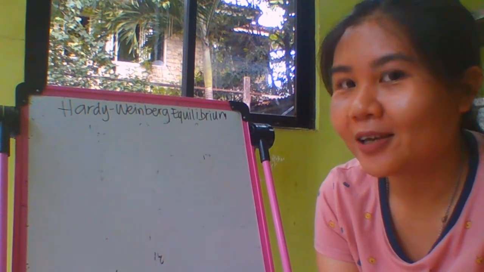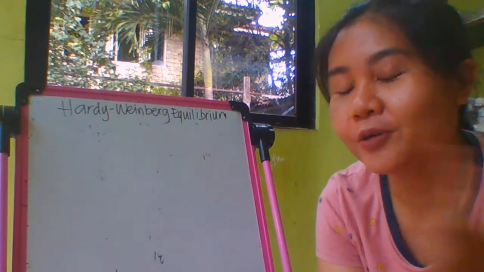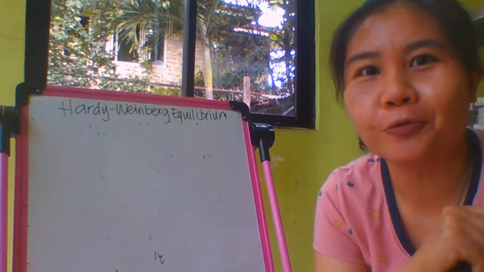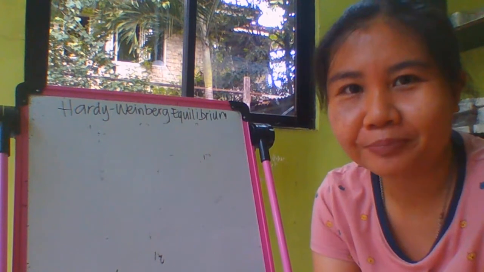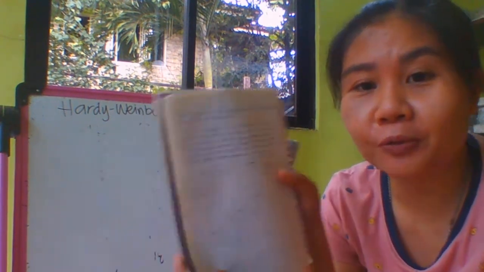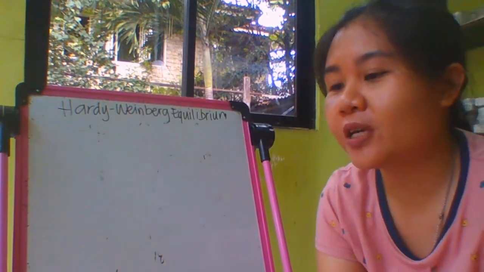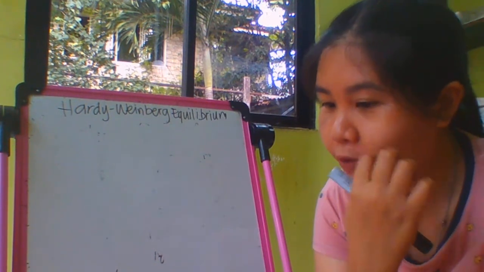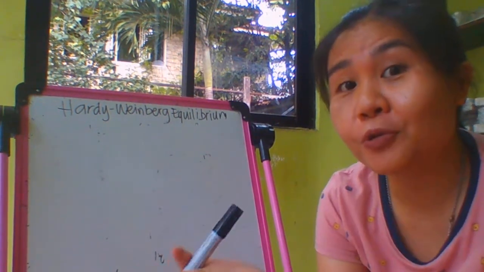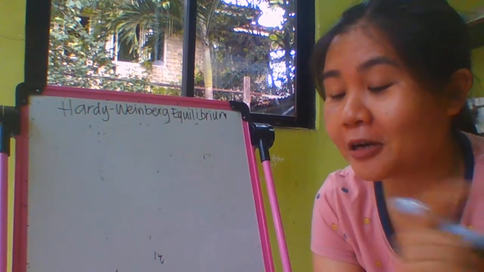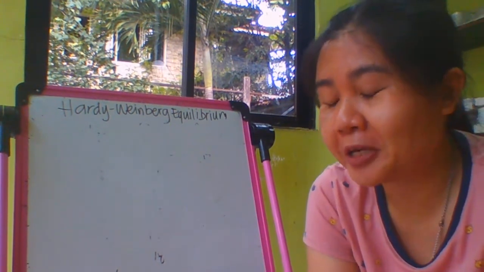Good morning. Now we're going to do another Hardy-Weinberg equilibrium wherein you have no idea which of the population is a heterozygote individual. I have here a problem on my old notes: how to compute for the genotype of a certain population using the Hardy-Weinberg rule without even knowing the heterozygote population.